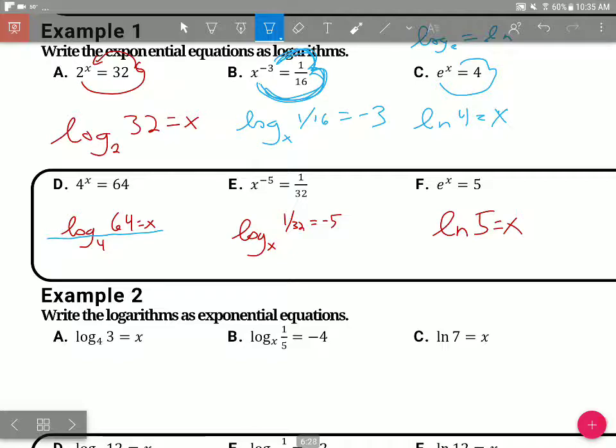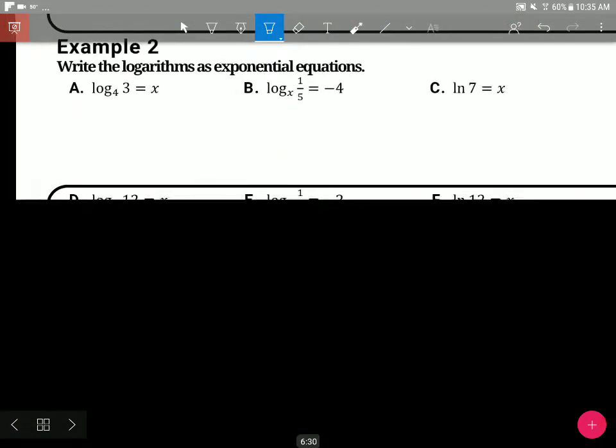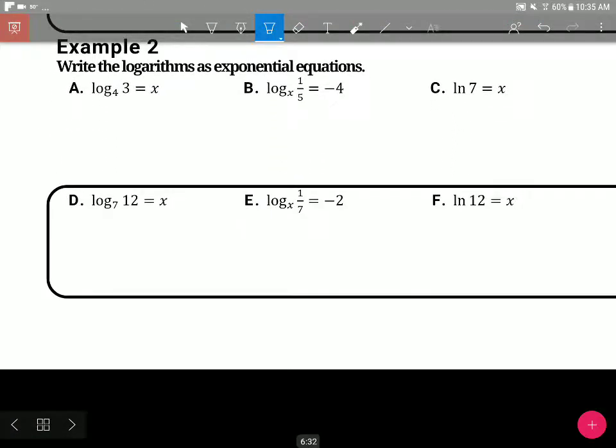All right, let's slow down. Example 2. Write the logarithms as exponentials. Oh, hey, guess what? It's the same thing. Start with your base, which in this case, for letter A, what would your base be? 4. Go across the equal sign and then come back. So it's 4 to the x equals 3.